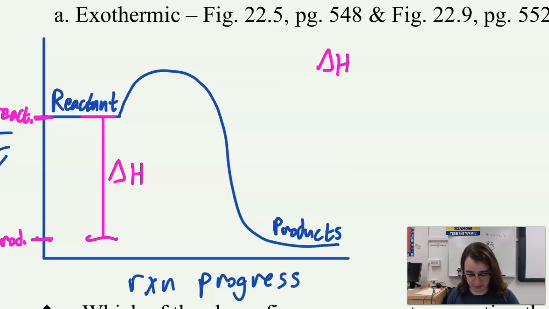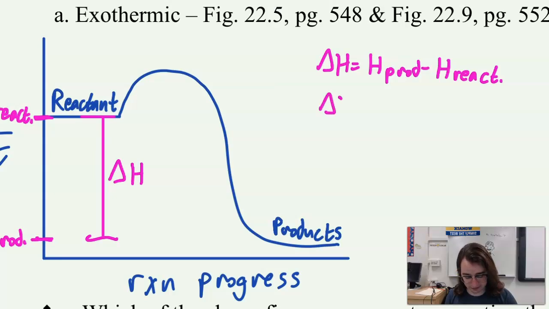And that change would be calculated with something like the heat of the products, or the energy of the products, minus the energy of the reactants. That would give me the overall change, and in this case, it's going to be probably a number that's negative, which makes sense, right? Because we have lower energy in the products and higher energy in the reactants. This is exothermic after all, so that energy is being released.